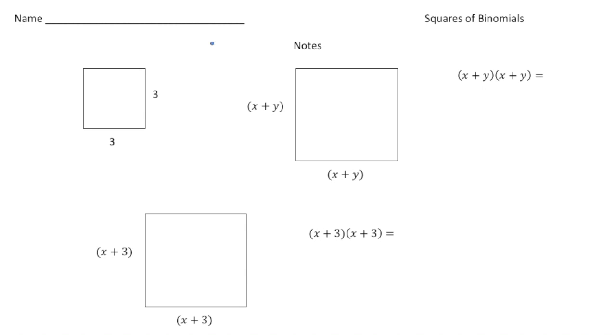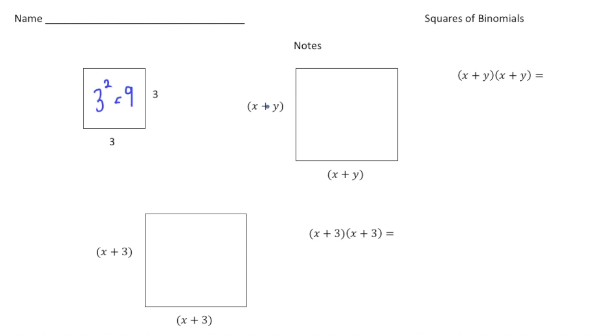Alright, so let's first look at this first problem. We have a square, and the length is 3, and the width is 3. So I can say the area of the square is going to be 3 squared, which also equals 9. So let's say if it was 3 inches by 3 inches, the area would be 9 square inches.